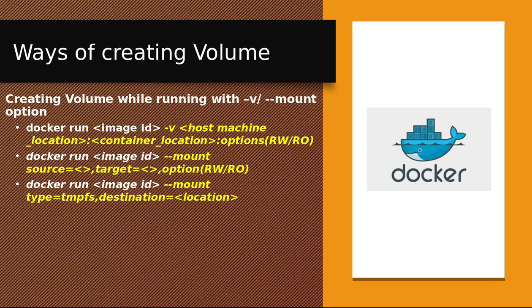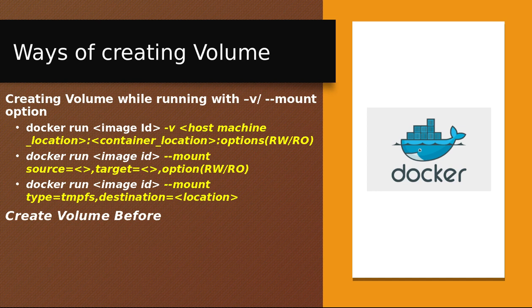Then we have another type, which is, as I told, the tmpfs file system. This is the command for creating a tmpfs file system: type equals tmpfs, and then you give the container destination location, like /app or /something, which will be used as the temp file system. So these are the ways we can create volumes at runtime. While running the container, we can give these options.